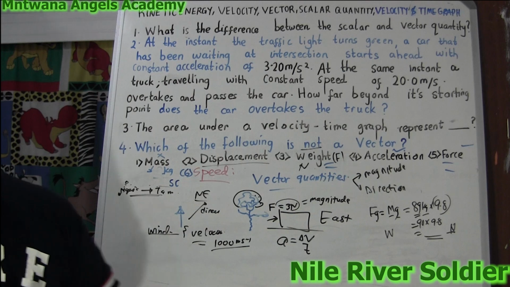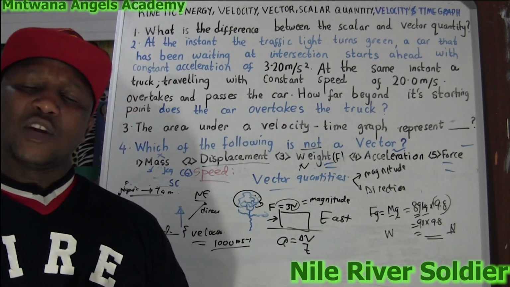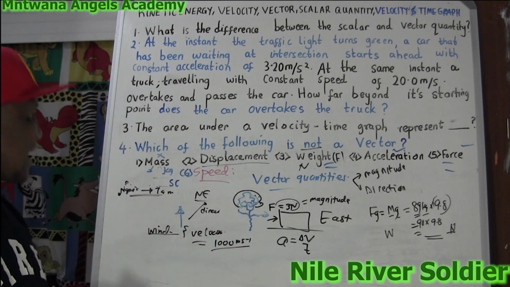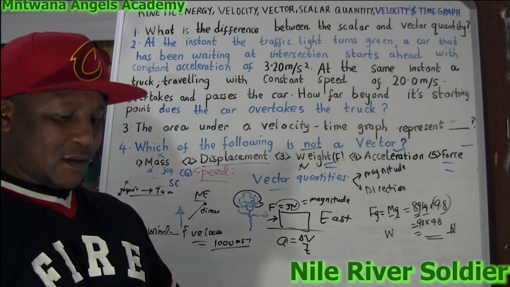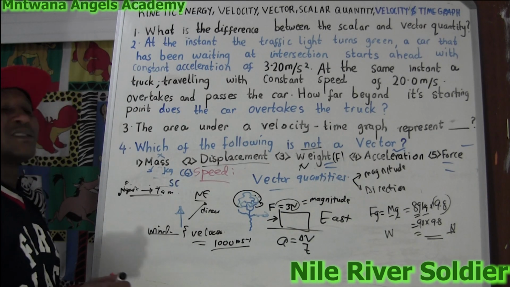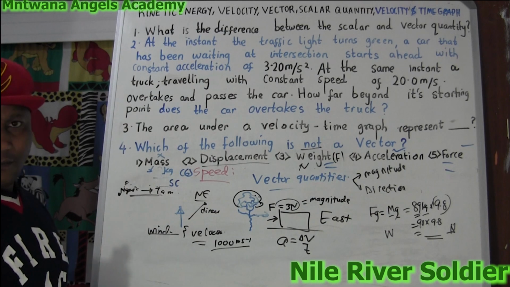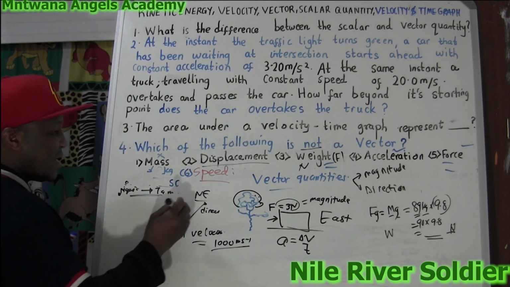Speed is not a vector. It's just a scalar quantity. You know why? Whenever you say speed, it does not show direction. But when you say velocity, it must be with the direction. Like the wind was blowing, but which way is it blowing? Northeast.